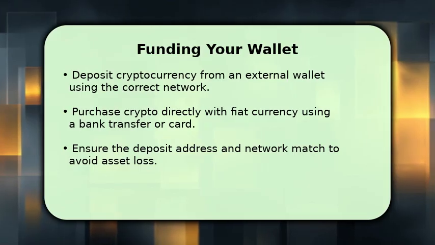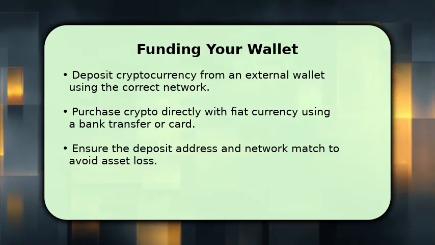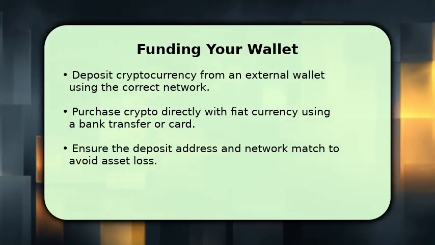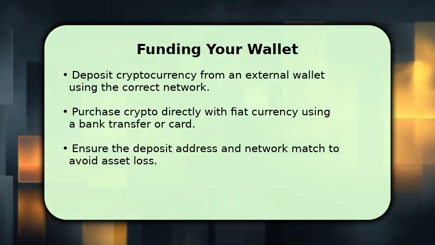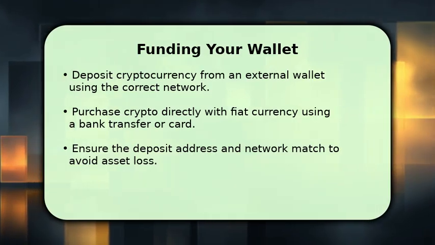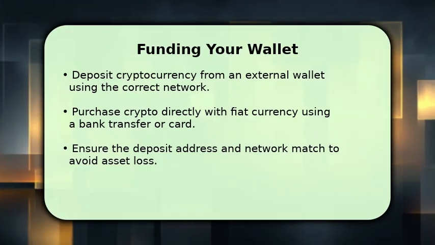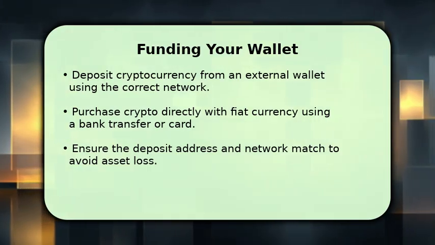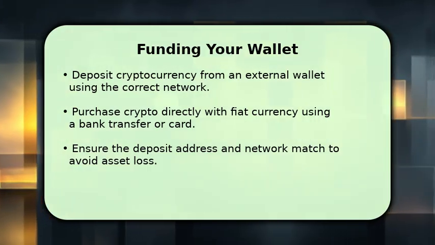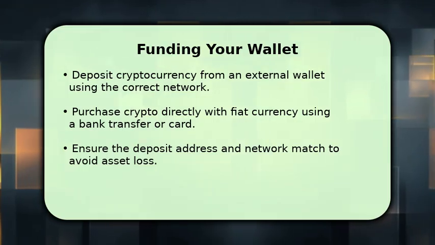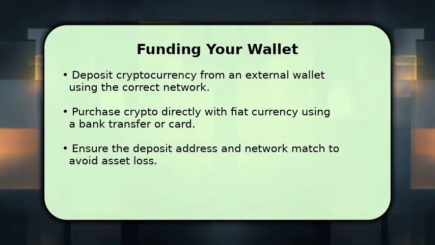You can deposit cryptocurrency from an external wallet by selecting the correct coin and network. Always double-check the deposit address and network to prevent any loss of funds. Alternatively, you can purchase crypto directly using fiat currency through various methods like bank transfers or credit or debit card payments. Binance offers several options to get your digital assets into your new wallet.